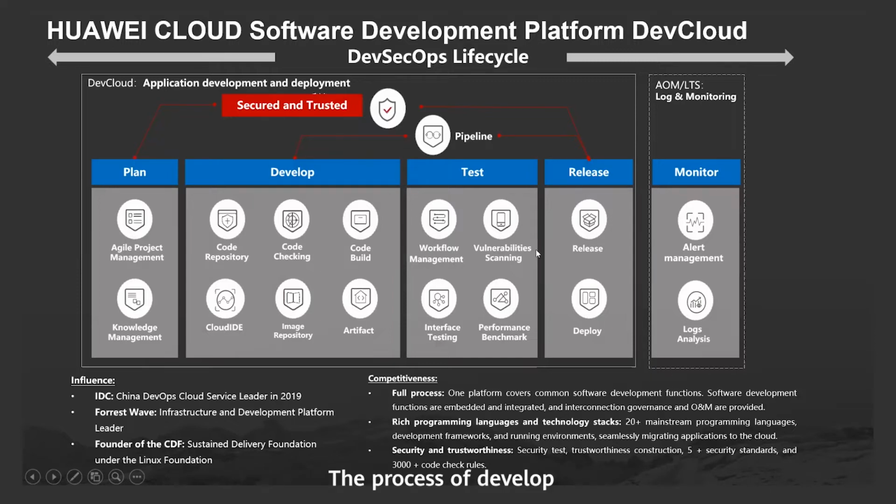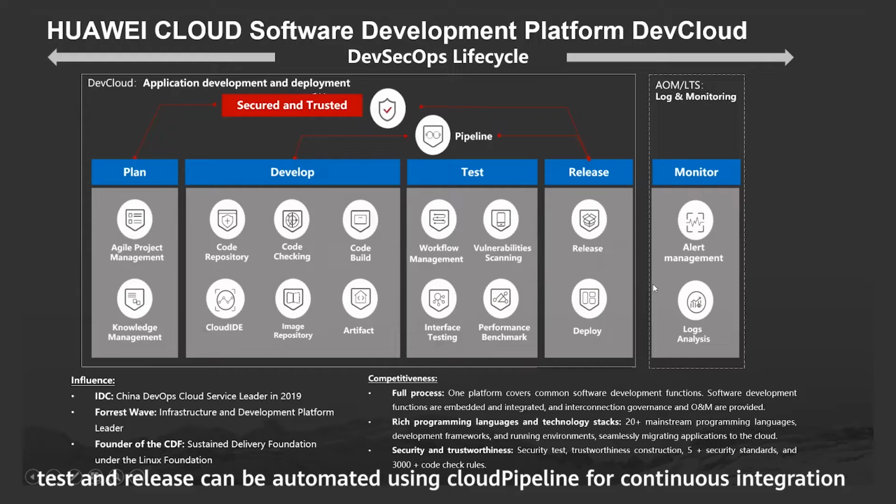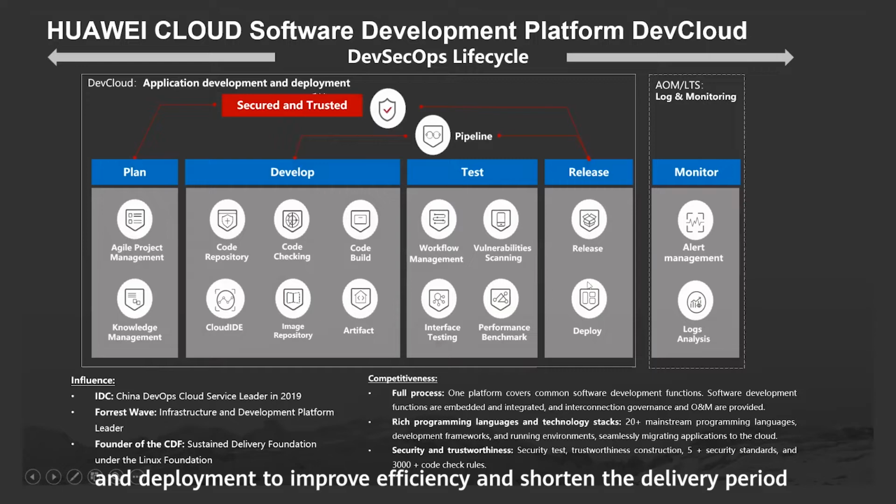The process of develop, test, and release can be automated using Cloud Pipeline for continuous integration and deployment to improve efficiency and shorten the delivery period.